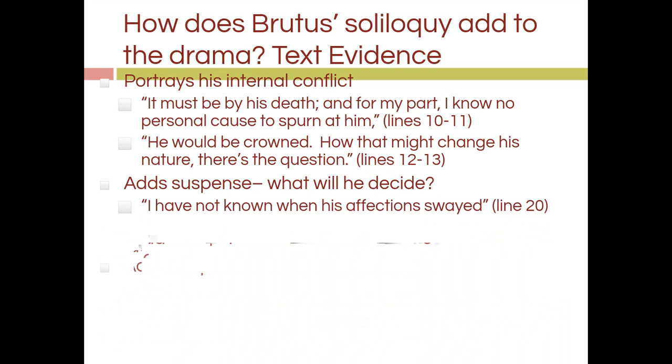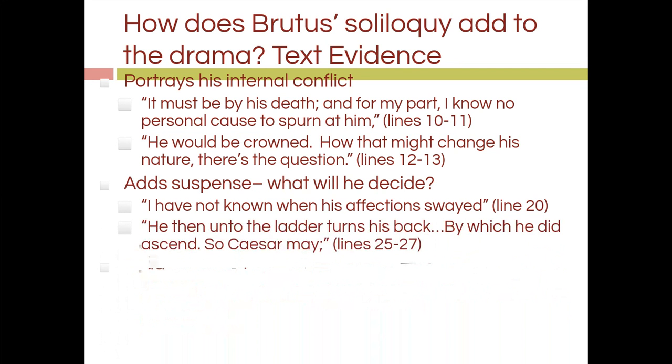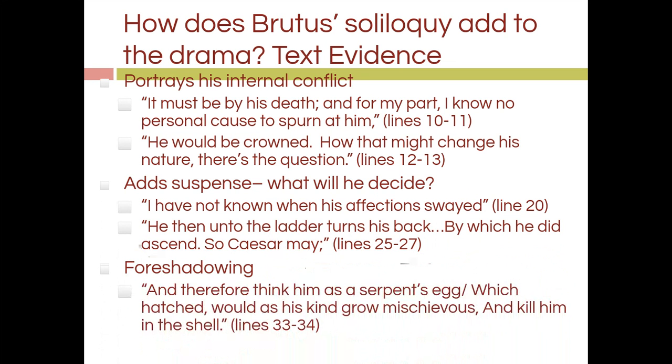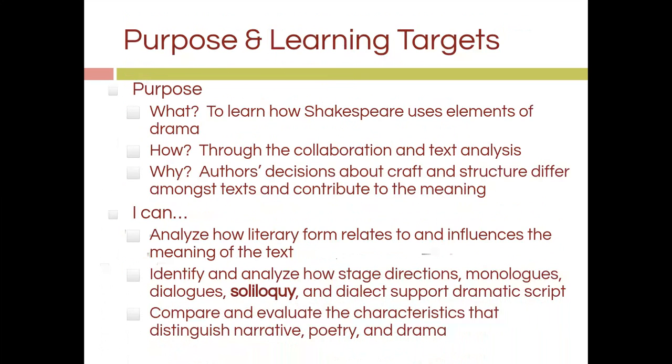How does it add suspense? What will he decide? Well, he says, I have not known when his affection swayed. We're not sure at that point. And then he gives this idea of, well, he turns his back on those that brought him up, giving this ladder metaphor, by which he did ascend, that Caesar may turn his back against those that pushed him forward. And then, of course, the foreshadowing: and therefore think him as a serpent's egg, which hatched would, as his kind, grow mischievous, and kill him in the shell. So it foreshadows that they're going to kill him.